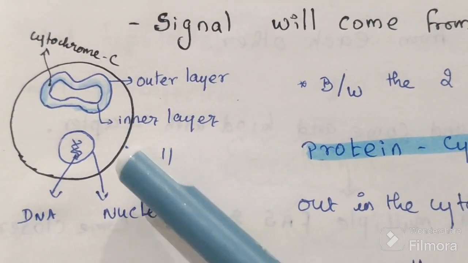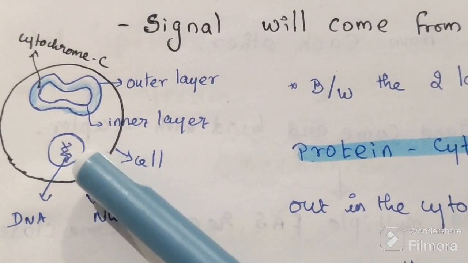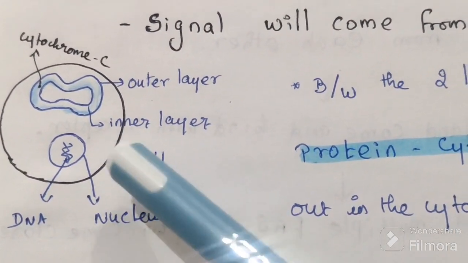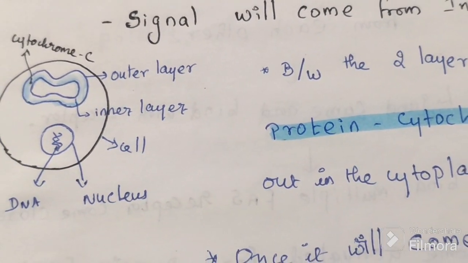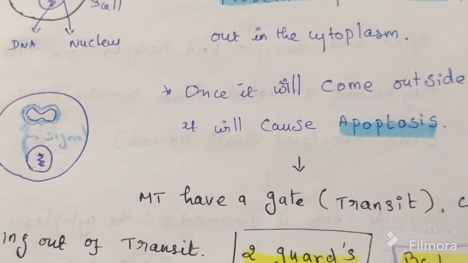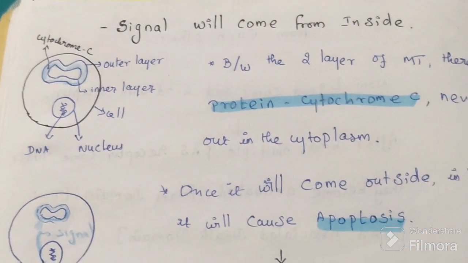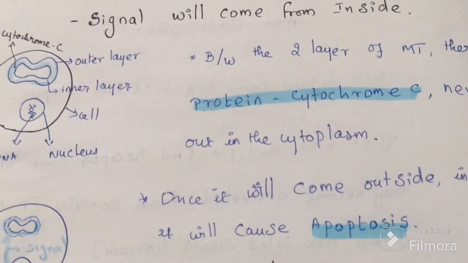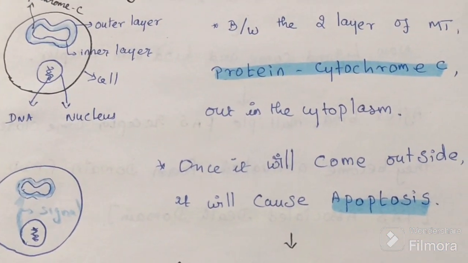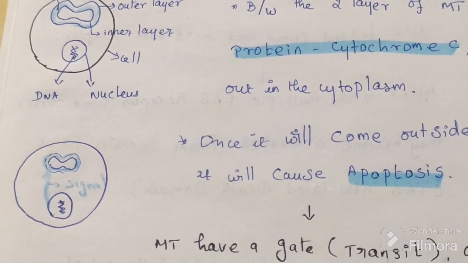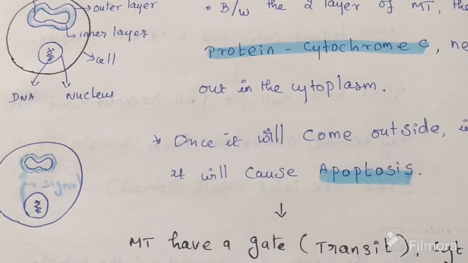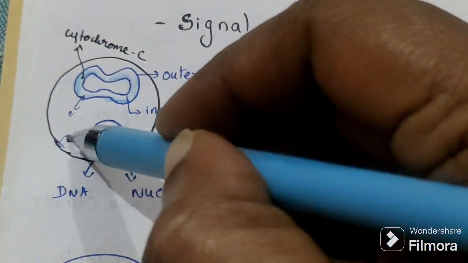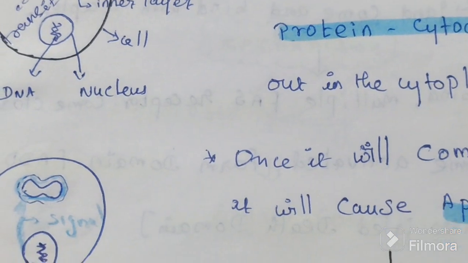This is the cell. This is the mitochondria. This is the nucleus and DNA. Here, this one is the inner layer and this one is the outer layer of the mitochondria. Now the mitochondria have a gate, known as the transit, which prevents cytochrome C from coming out. Cytochrome C does not come out of the transit, because the gate is present, so it never comes outside.